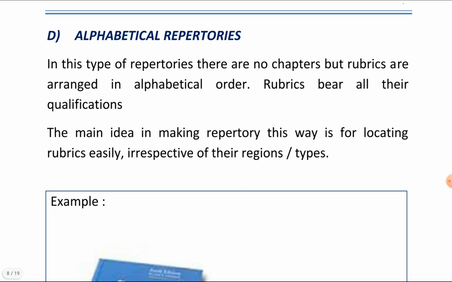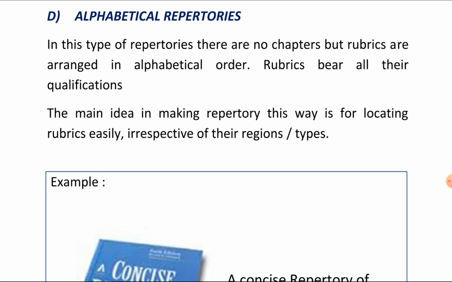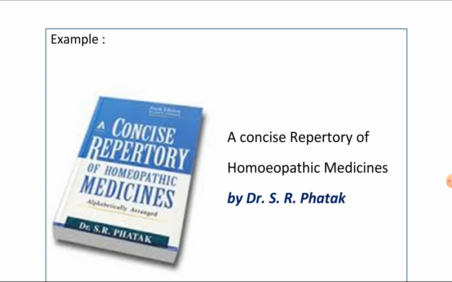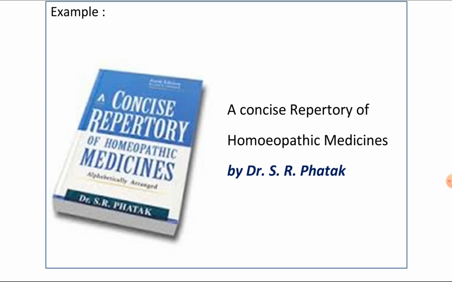Alphabetical repertories. In this type of repertories, there are no chapters but rubrics are arranged in alphabetical order. Rubrics bear all their qualifications. The main idea in making a repertory in this way is for locating rubrics easily, irrespective of their region types. The best example here is Dr. Phatak's A Concise Repertory of Homeopathic Medicines by Dr. S.R. Phatak.